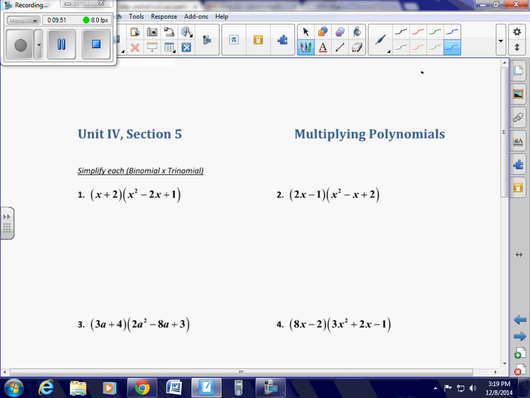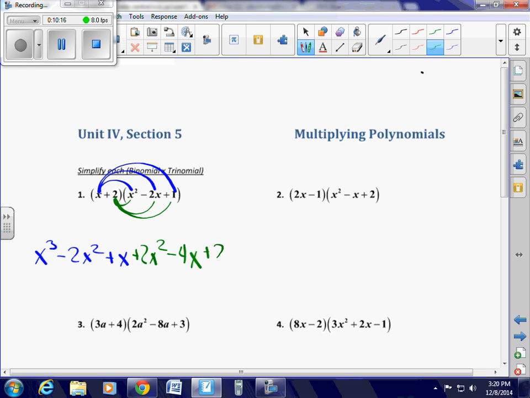distributive property. And I'm going to take x times x squared, and I'm going to get x to the third. Then I'm going to take x times negative 2x, and I get negative 2x squared. And then I'm going to take x times 1, and I get positive 1x. Then I'm going to do the same thing with the 2. 2 times x squared is positive 2x squared. 2 times negative 2x is negative 4x. And 2 times 1 is positive 2.